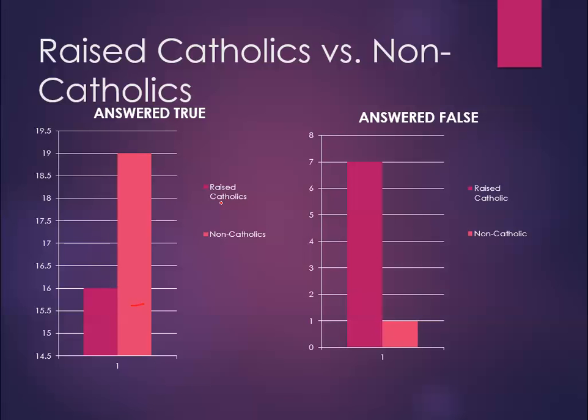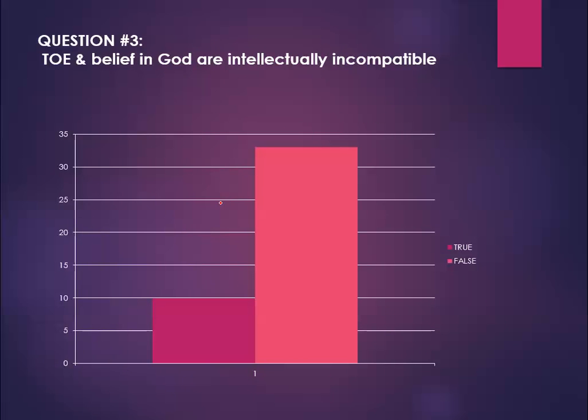Interesting. Very interesting, especially in the light of this statement: the belief in God and the theory of evolution are intellectually incompatible. Most of my students said this was false. So I just find this fascinating. Most of my students have no problem personally believing in both God and evolutionary theory, yet they thought their own church condemned it. Now, why is this?